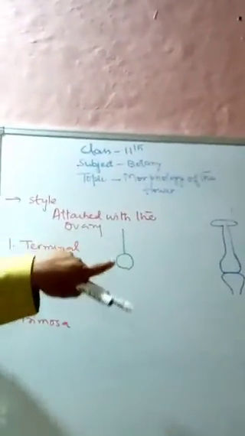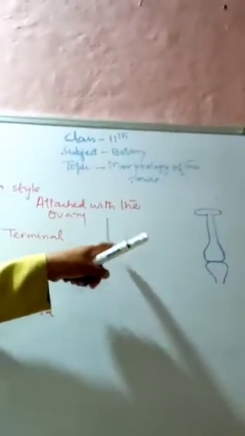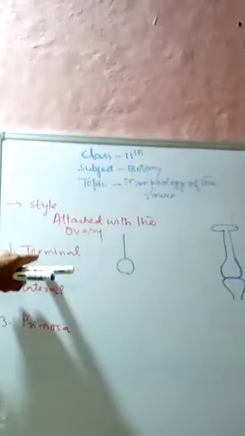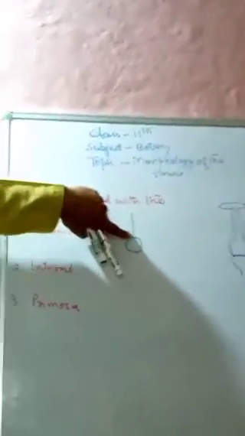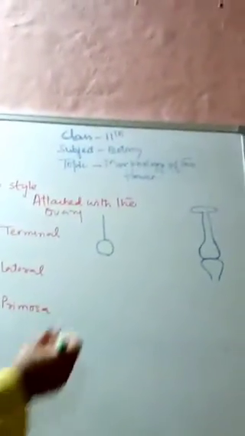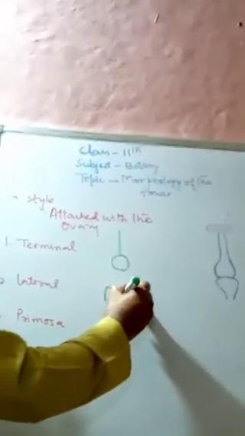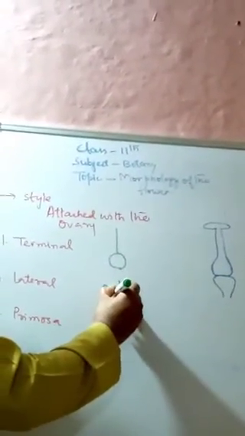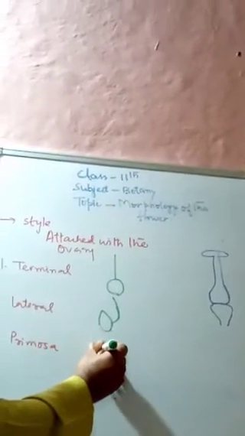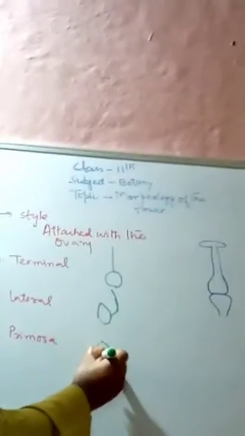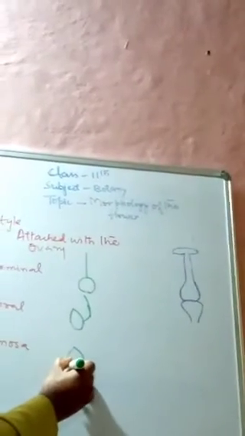Here we see that this is the ovary, and this style is attached at this point, the terminal point of this ovary, and this is called terminal. Second, if this is the ovary, then the style arises from the lateral part of this ovary. Then we have got the third one, the thalamus.